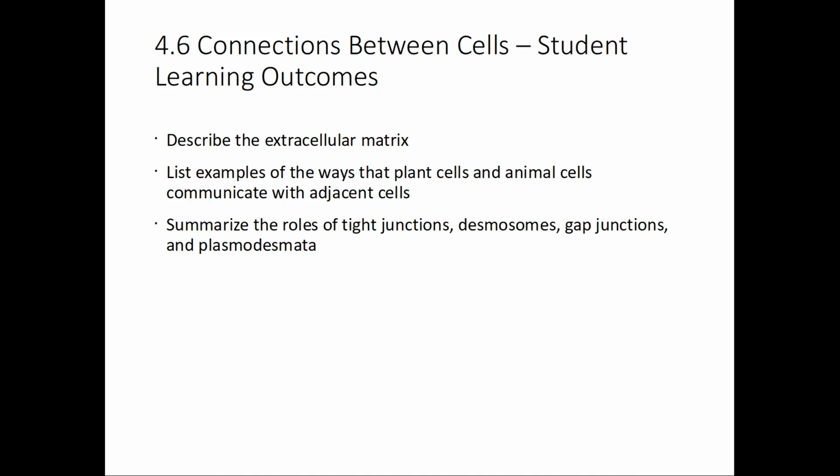This is Chapter 4, Section 6. We're going to be talking about the connections between cells. You should be able to describe the extracellular matrix. You should be able to list examples of the ways that plant cells and animal cells communicate with adjacent cells. You should be able to summarize the roles of tight junctions, desmosomes, gap junctions, and plasmodesmata.